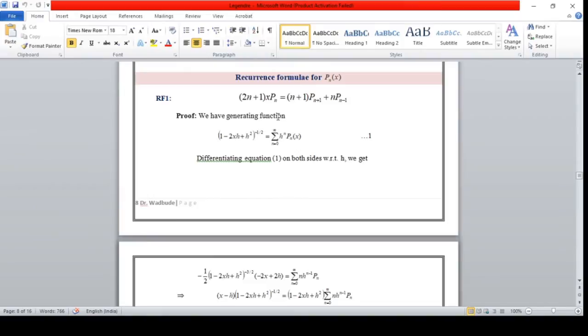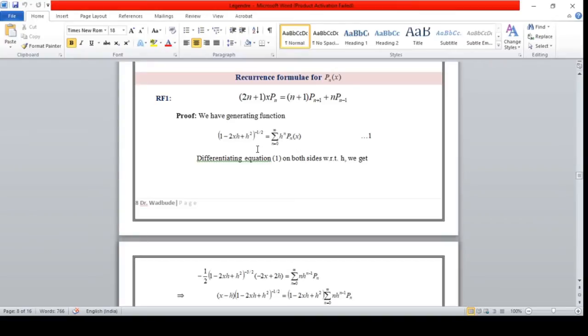Now the proof. We have the generating function (1 - 2xh + h^2)^(-1/2) = summation n = 0 to infinity h^n Pn(x). This is equation number 1. Differentiate this equation with respect to h.